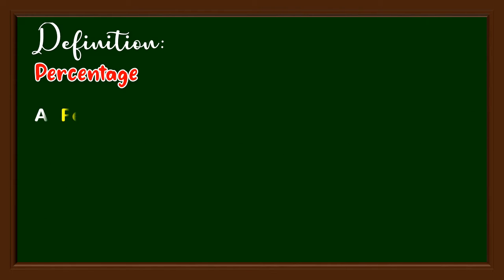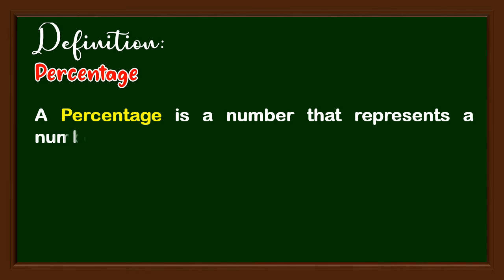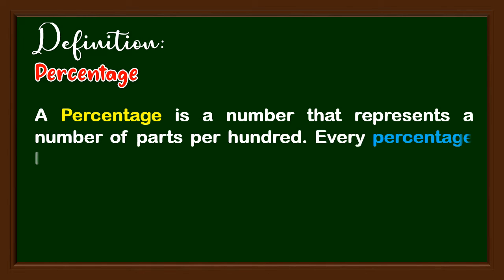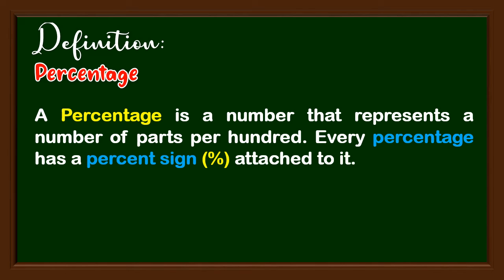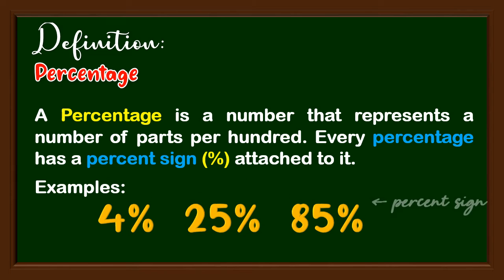Defining percentage. A percentage is a number that represents a number of parts per hundred. Every percentage has a percent sign attached to it. Take a look at the given examples: 4%, 25%, 85%. Note that a percent sign is attached to each.